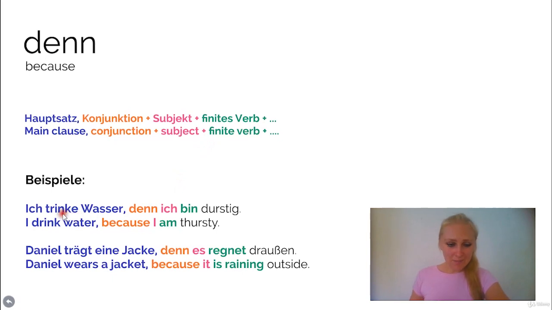Here a few examples. Ich trinke Wasser, denn ich bin durstig. I drink water because I'm thirsty. Daniel trägt eine Jacke, denn es regnet draußen. Daniel wears a jacket because it is raining outside. Here you see the word order with the colors. Denn es regnet, because it is raining.